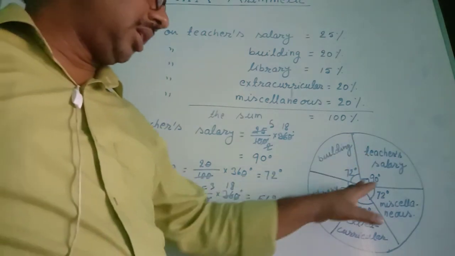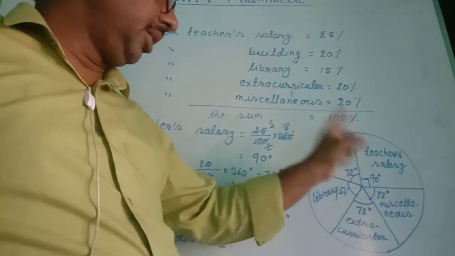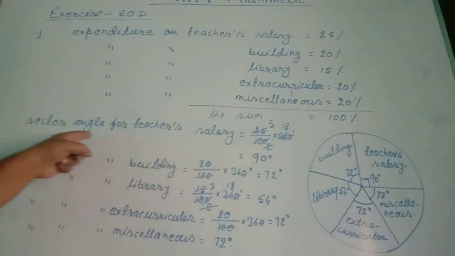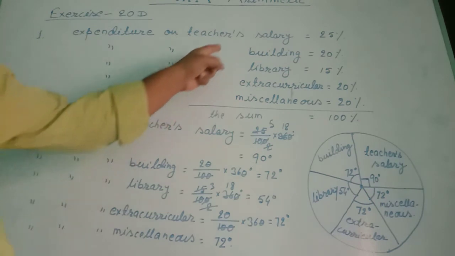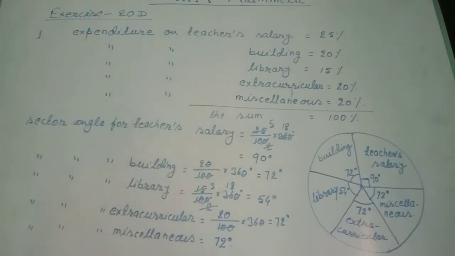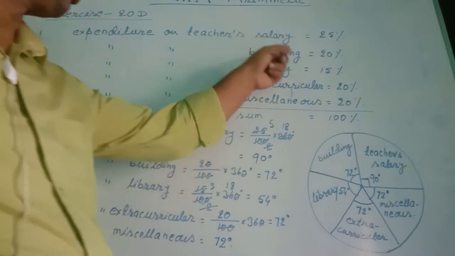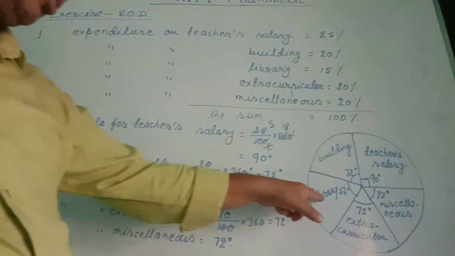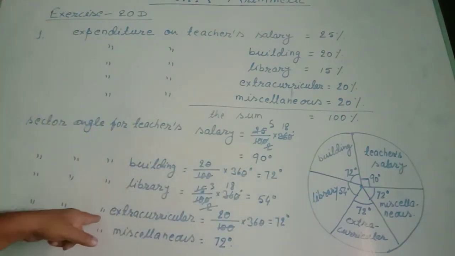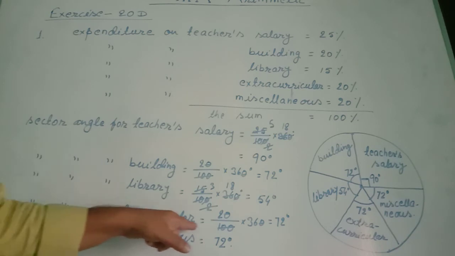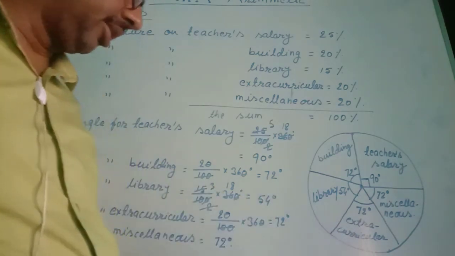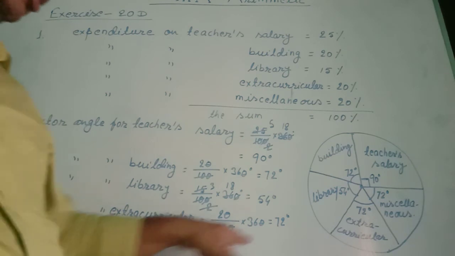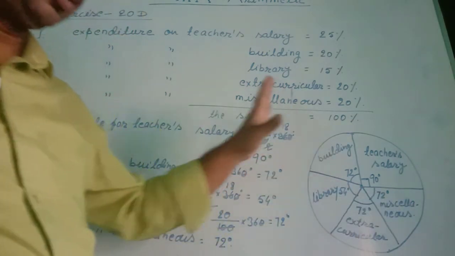So we prepared the sectors, and in each sector I wrote the items of expenditure. The first sector was for teacher's salary, so I wrote here teacher's salary. Second was expenditure on building, so I wrote here building. Third was expenditure on library, so I wrote here library. Fourth is expenditure on extracurricular activities, so I wrote here extracurricular activities. And the last is miscellaneous, so I wrote here miscellaneous. Our pie chart is ready.